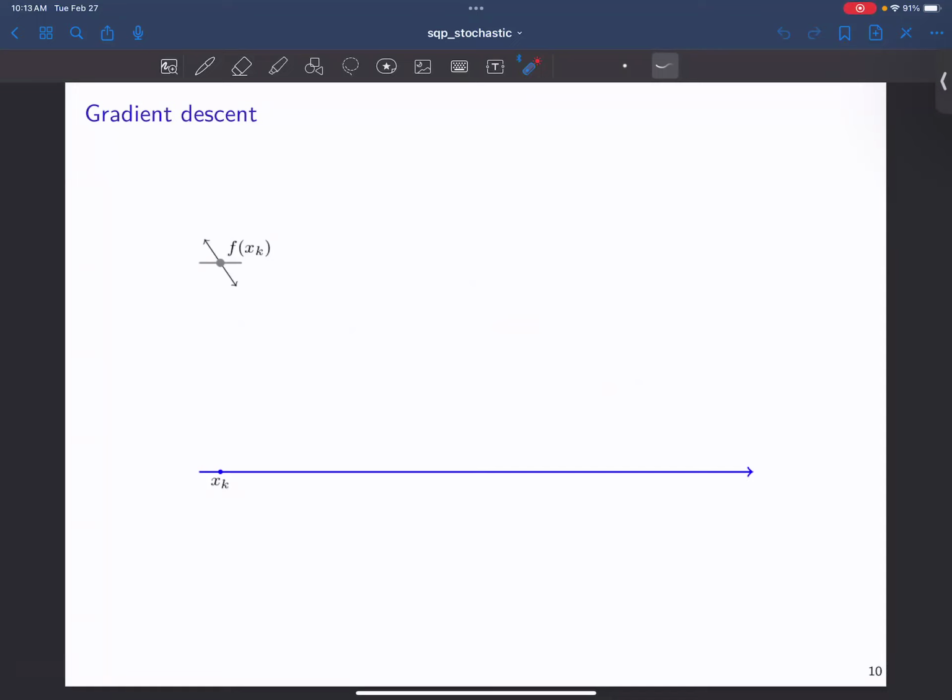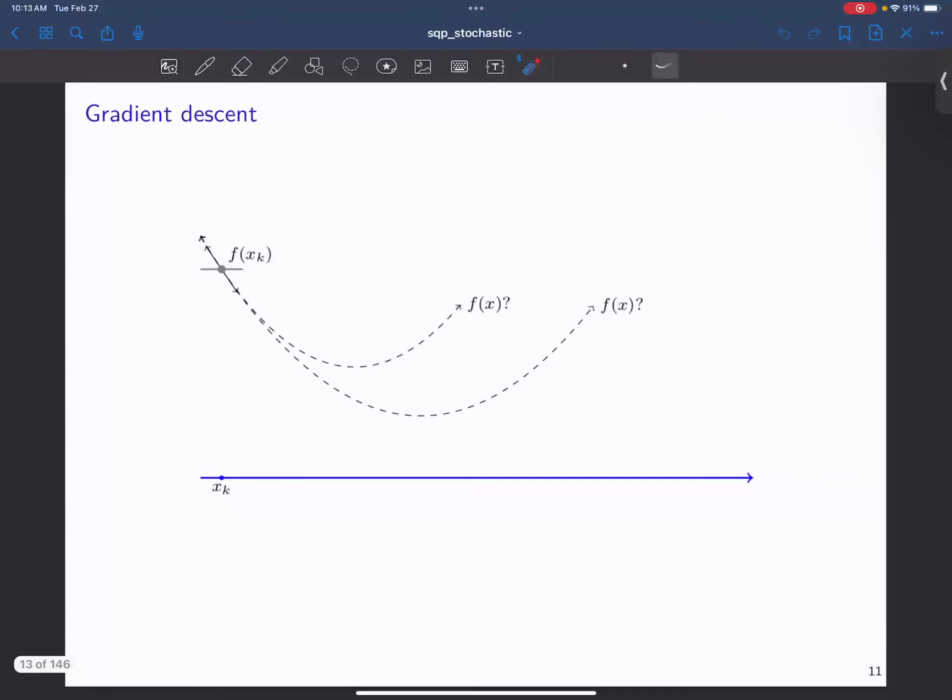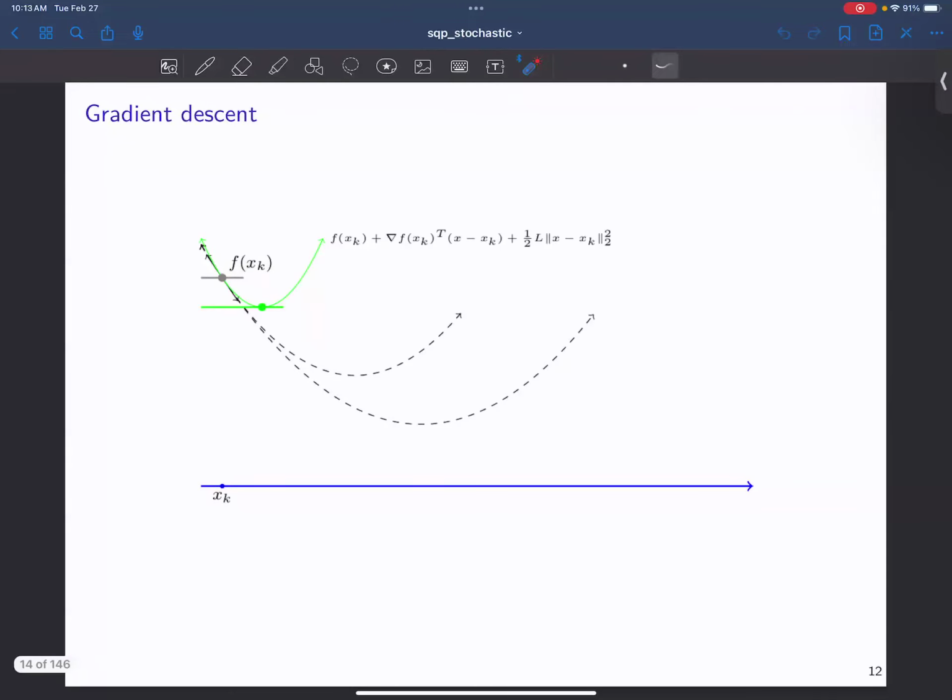The only thing we can do is construct a local approximation of our function. It's going to be a quadratic local approximation, and then we can minimize this quadratic approximation. So, we don't know how the function looks globally, but what we can do is come up with this green curve that approximates f of x locally, and we can minimize that. Here, the quantity L is an upper bound on the Lipschitz constant of the gradient.